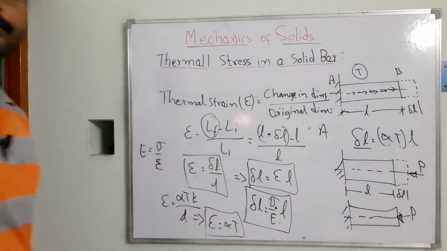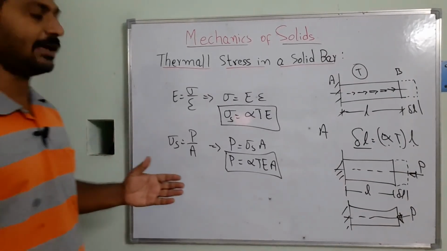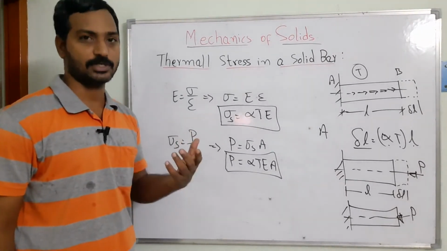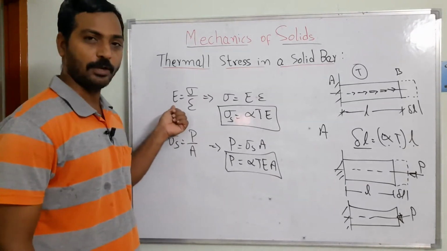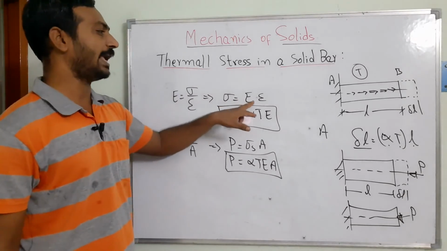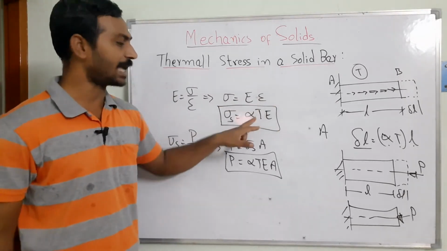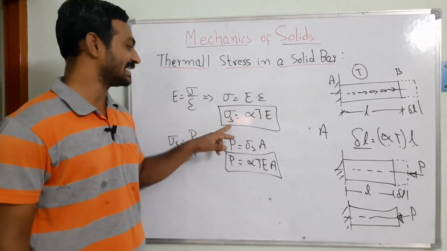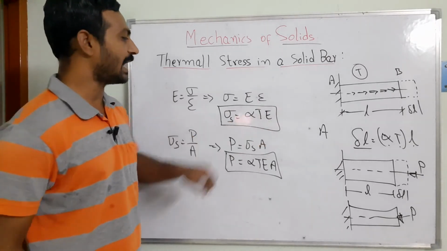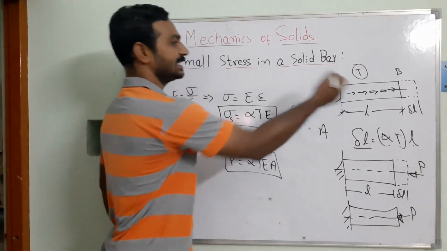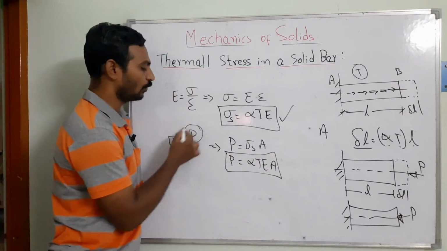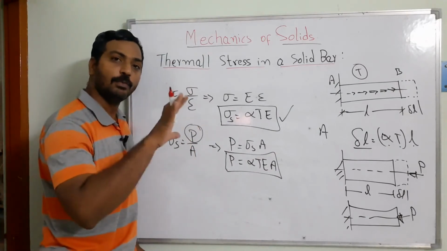After determining the strain effect, now we need to find out the stress effect, that is the thermal stresses. To calculate the thermal stresses, Young's modulus is equal to stress by strain. So then stress is equal to Young's modulus into strain. Then I have substituted the strain value in this equation, so sigma S is equal to alpha T E, right? So once I have calculated the thermal stresses inside a single bar, now I want to find out how much load is required to restrict the free motion of the object.